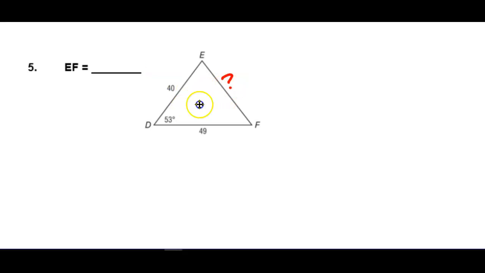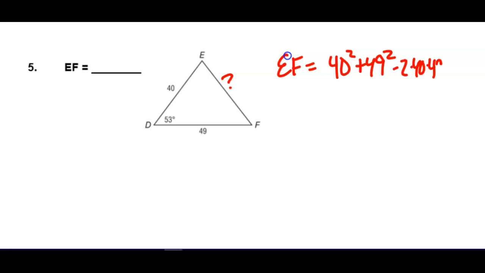This is finding this side over here. So I think I'm going to let you guys do this one. You would just have EF equals 40 squared plus 49 squared minus 2 times 40 times 49 times the cosine of 53. You can check, but in my notes I have that this came out 51.